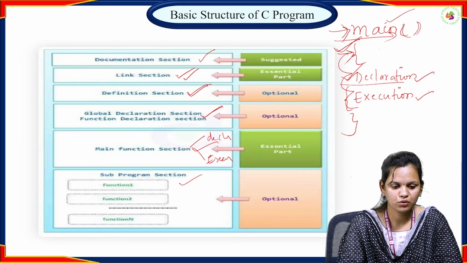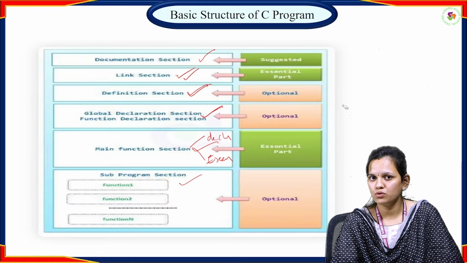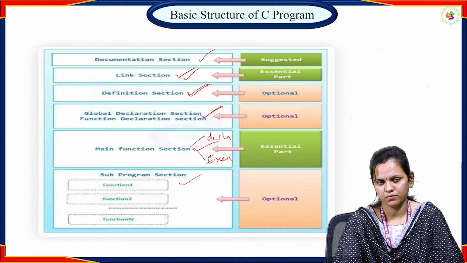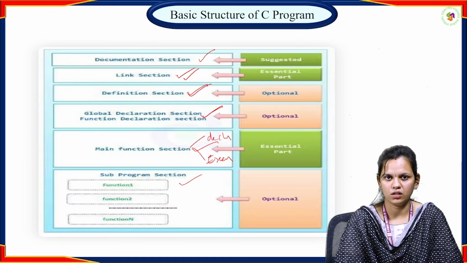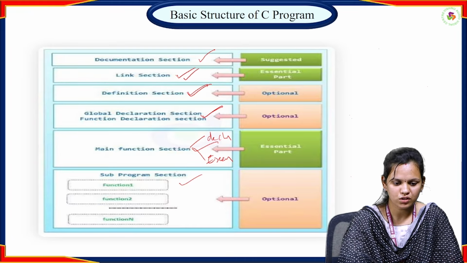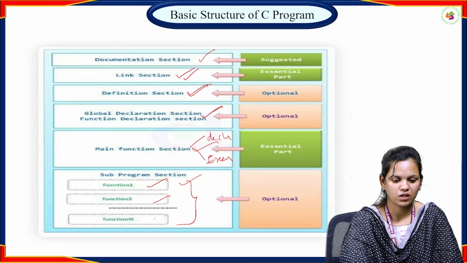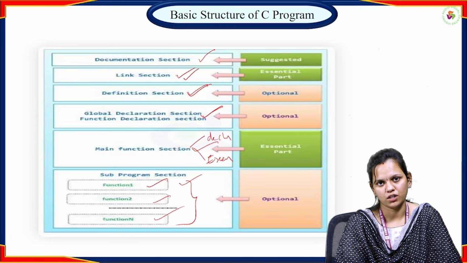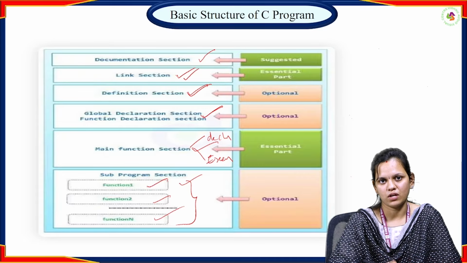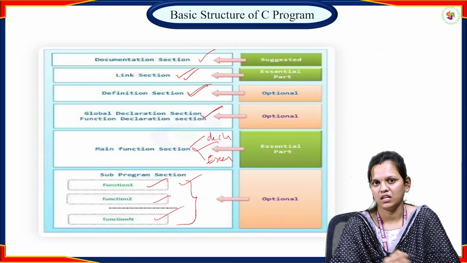Okay, then coming to the subprogram section. The subprogram section can also be called user-defined functions. Here we define our own functions. Whatever the requirement of the user is, he or she can declare their own functions there. So all those functions can be declared in this subprogram section. We can write any number of functions there, function 1, function 2, and so on till function n. This is the subprogram section.